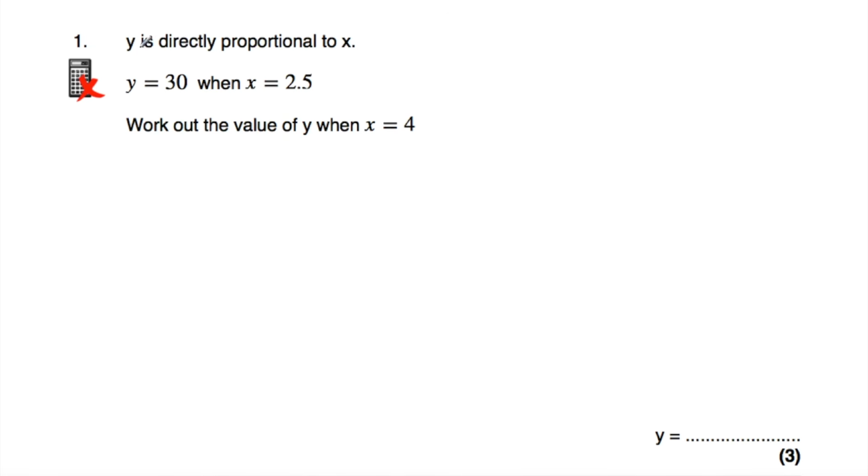Okay, so let's have a look at this question. Let's start off with what we've been told. We've been told that y is directly proportional to x. So let's write that statement down. We've got y is directly proportional to x. So we've got y, the proportionality symbol, and then x.